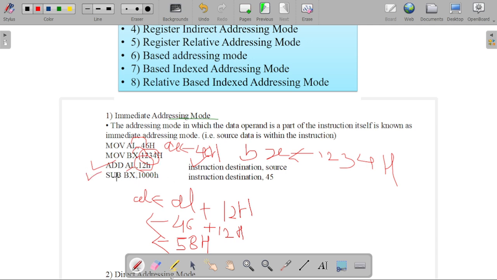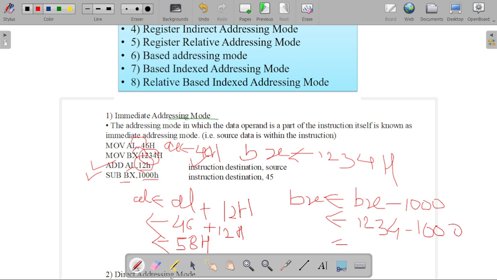Now check the instruction SUB BX, 1000H. Previously BX is equal to 1234H, and when we write SUB BX, 1000H, BX is our destination. So destination equals destination minus source, where the source is 1000H and BX is previously 1234H. So 1234H minus 1000H gives 0234H, and that will be stored in the BX register. So in immediate addressing mode, whenever we write an instruction with a destination and a source operand, the source operand is always an immediate value. That is called immediate addressing mode.